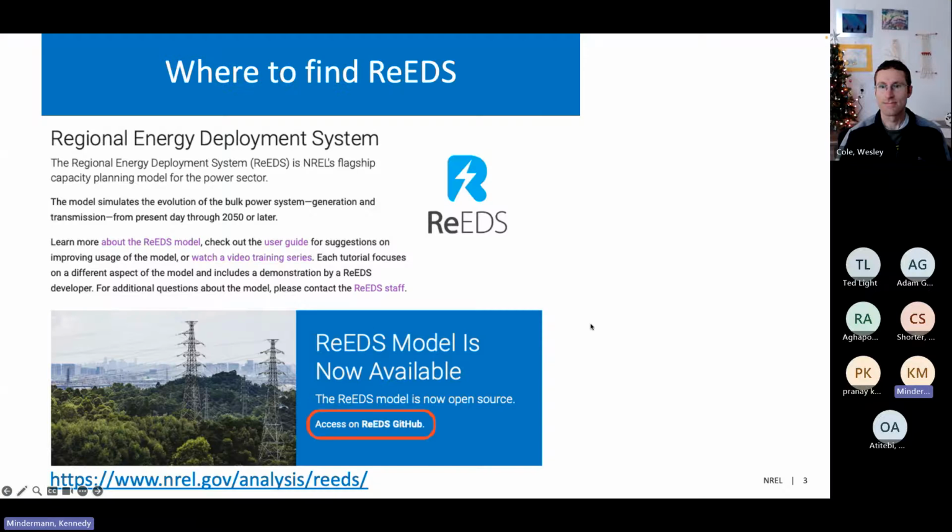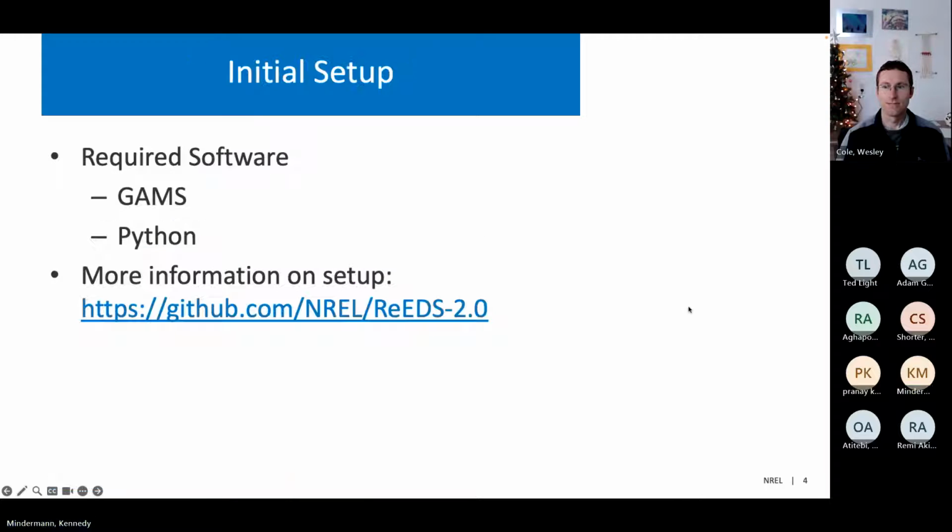Okay, so just a quick overview. Where can you actually find ReEDS? ReEDS can be found on the nrel.gov page. The link's at the bottom of the website. But from there, there's a link to the GitHub, and that's where you can actually clone and download the repo for use.